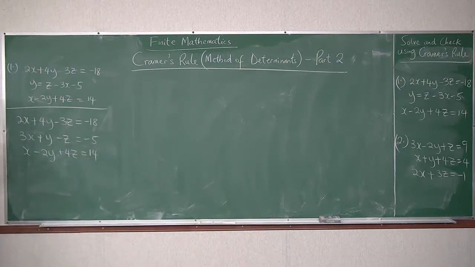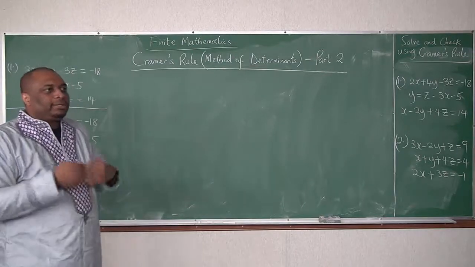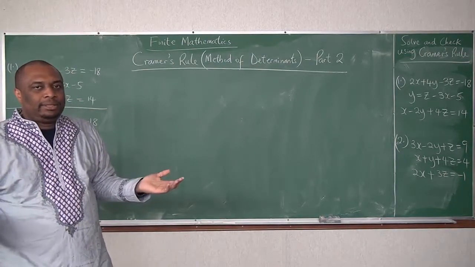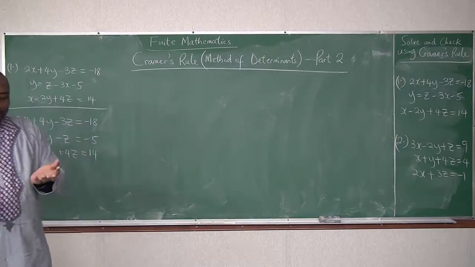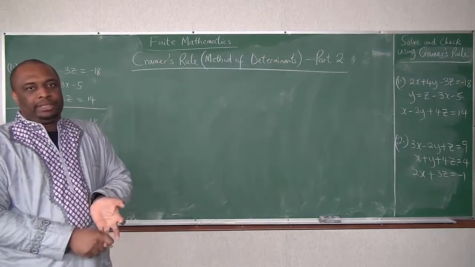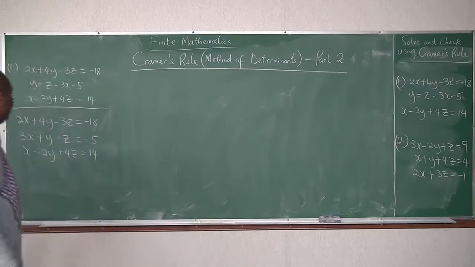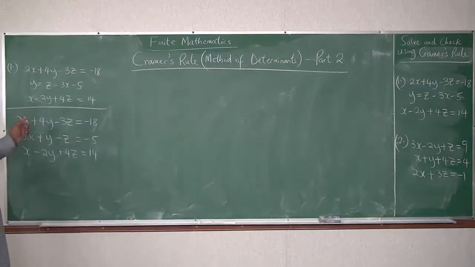Once they are aligned, this is what you do. And honestly, I like this method because it is the easiest method. It is easier than the matrix inverse method and easier than the row reduction method. So once you have this, this is the way you write it.